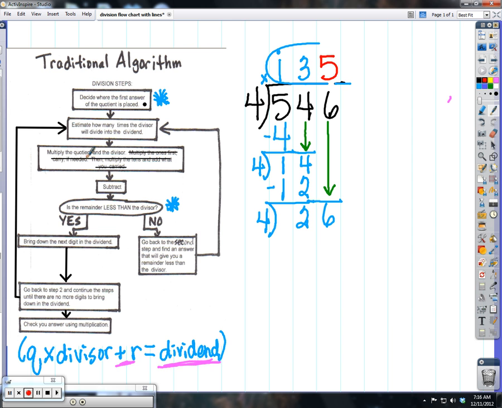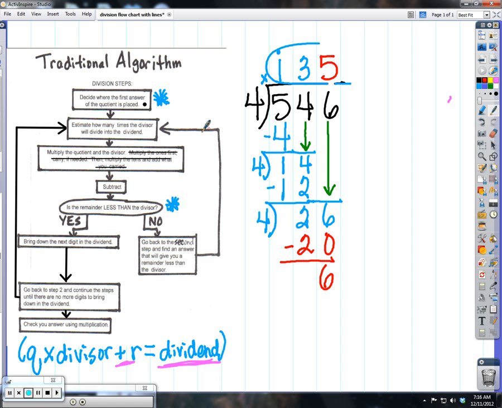Now I'm going to multiply that new single digit quotient and the divisor. 5 times 4 is 20. So my next step would be to subtract. 26 minus 20 is 6. Is the remainder less than the divisor? Well, 6 is not smaller than 4, so I would go to no. Go back to the second step and find an answer that will give you a remainder less than the divisor.